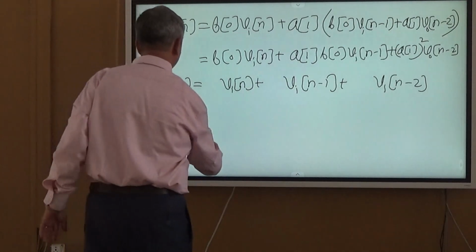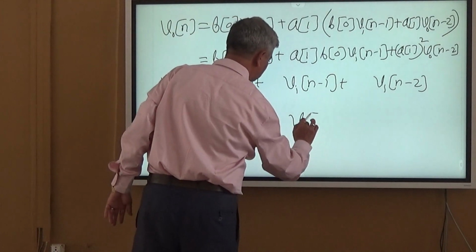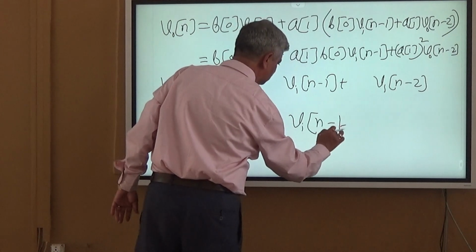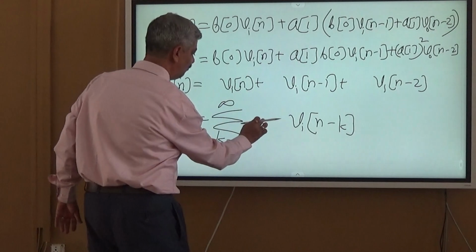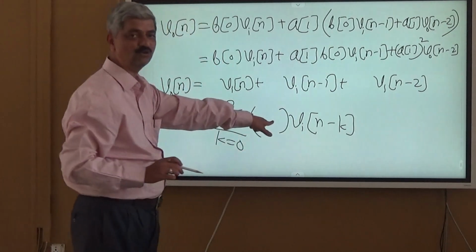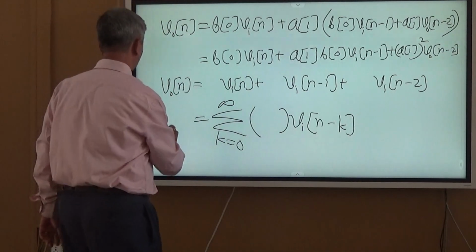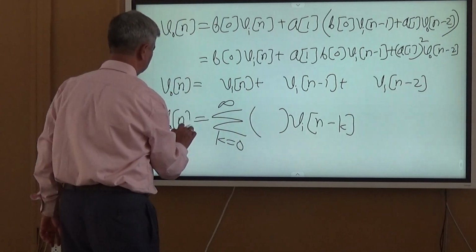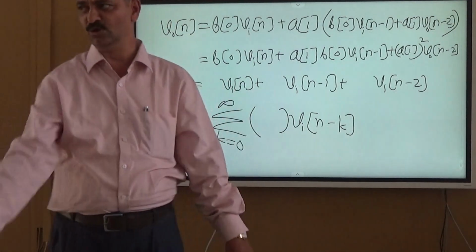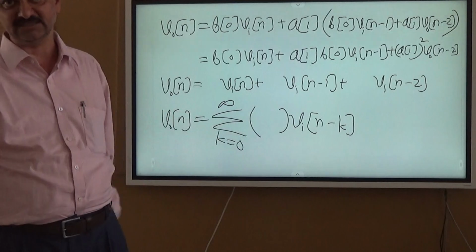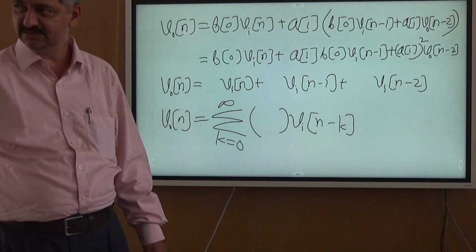So it would be something times summation V in n minus k where k starts from 0 to infinity. What this would be is to be found out by you. This bracket is to be found out by you. VON is this. This bracket you are supposed to find. Before you come tomorrow, you should be able to find the answer in the bracket, the expression in the bracket. Is it right?